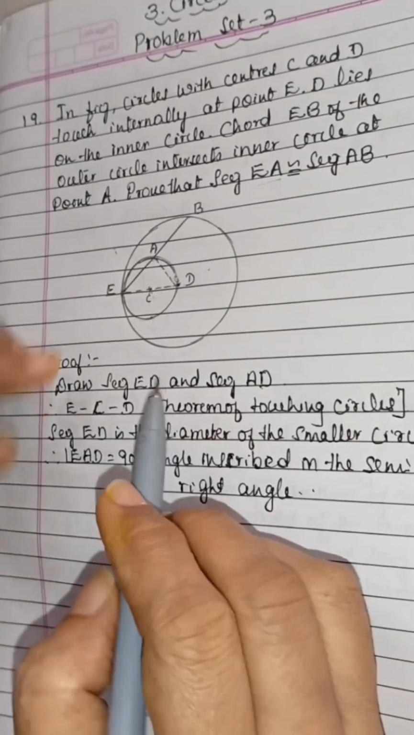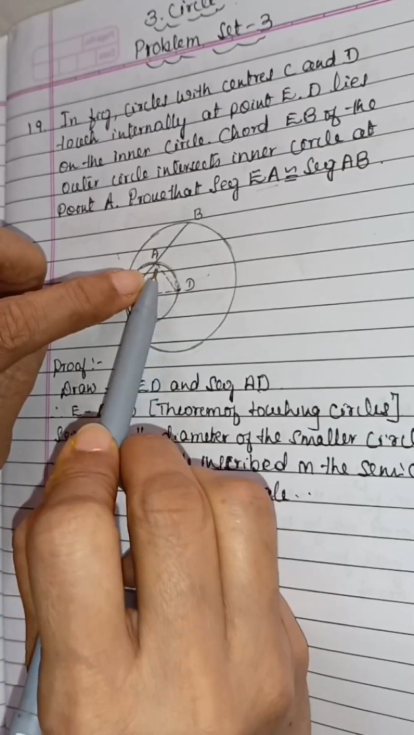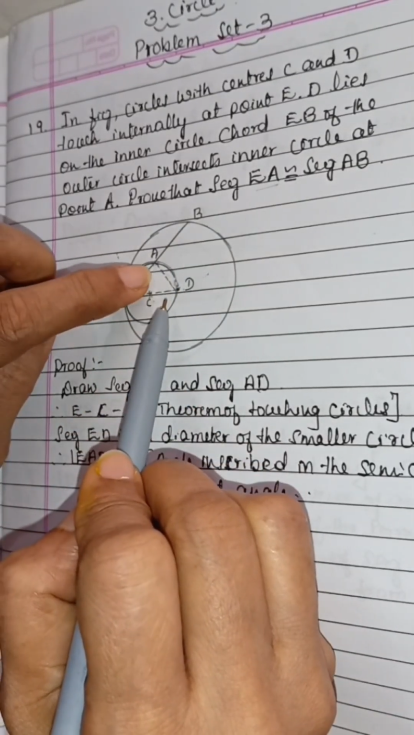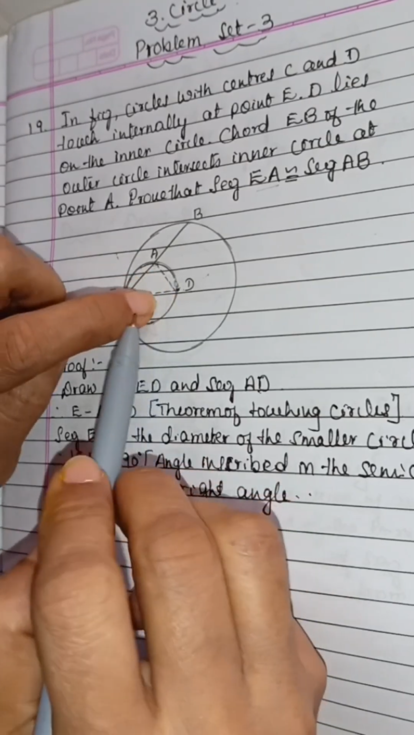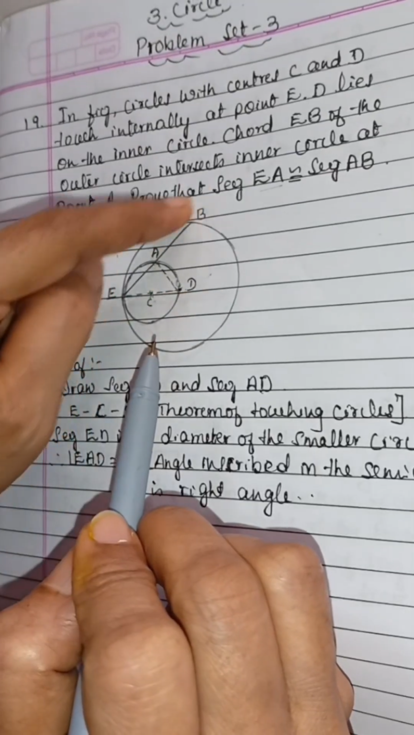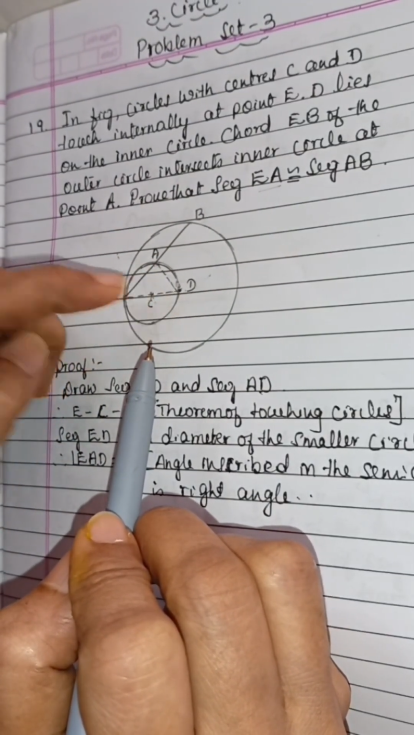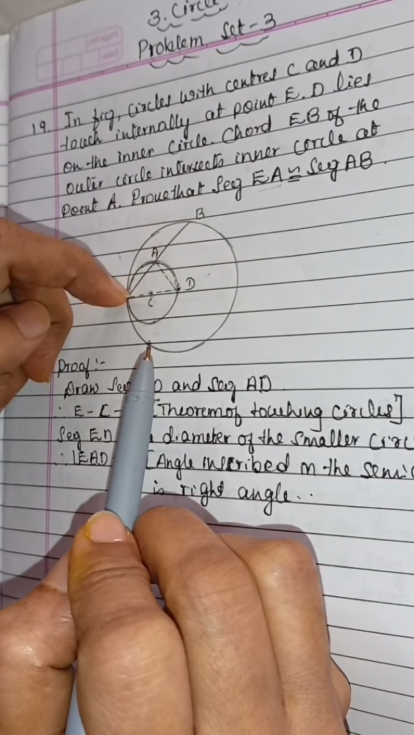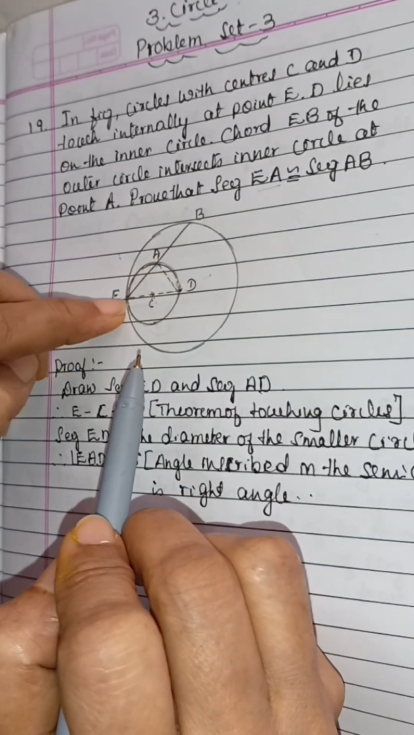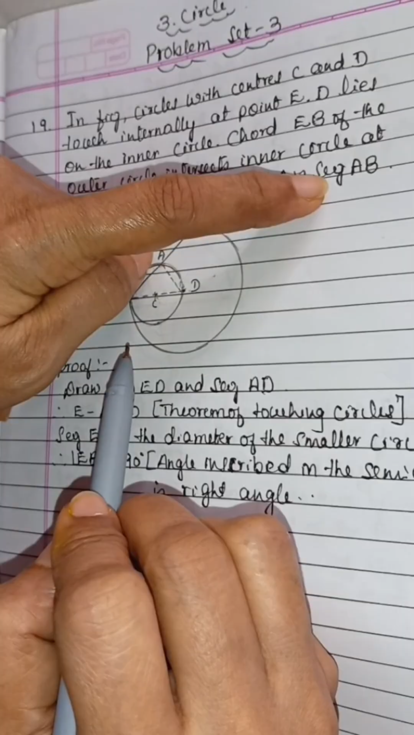Okay. Now for the larger circle, see this segment DA is perpendicular to EB. D is the center of the circle, and a perpendicular drawn from the center to its chord bisects the chord. Do you remember that theorem? This DA is perpendicular to chord EB. Therefore, EA equals AB. In this way, we can prove that segment EA is congruent with segment AB.